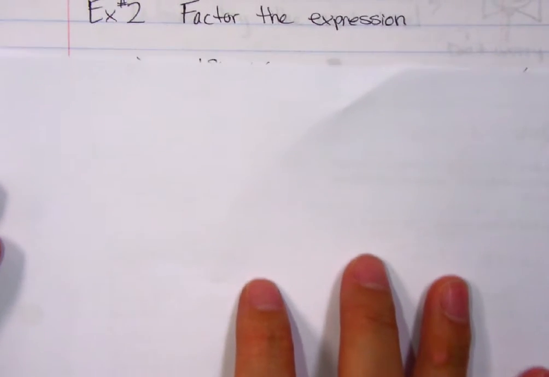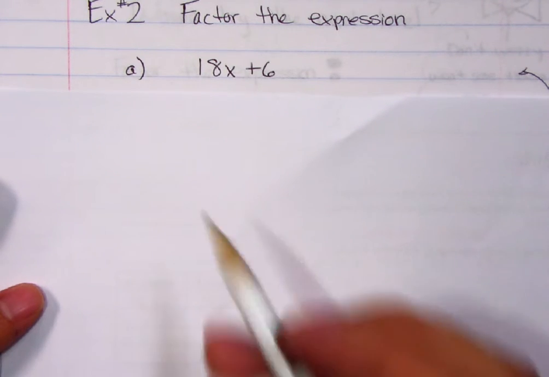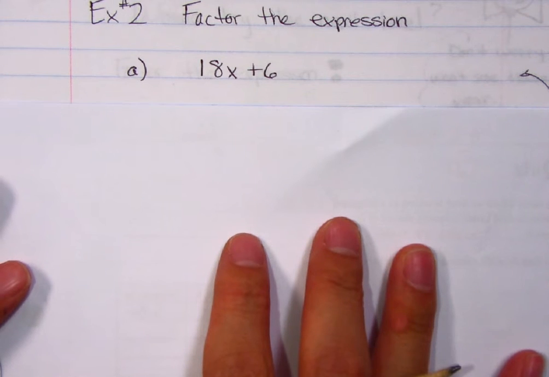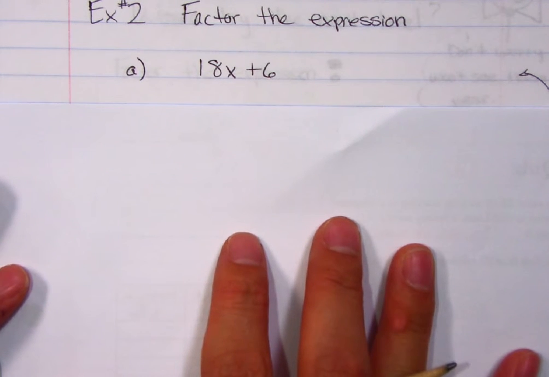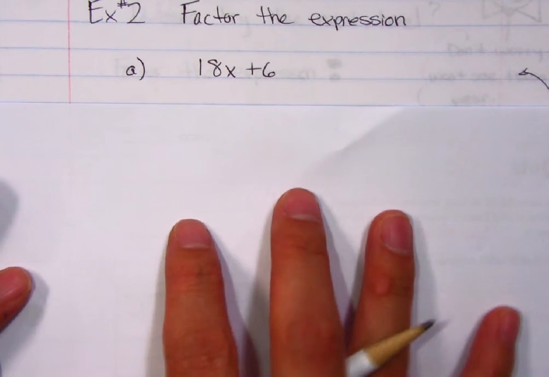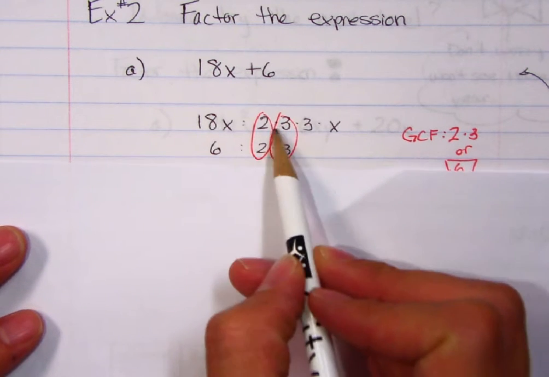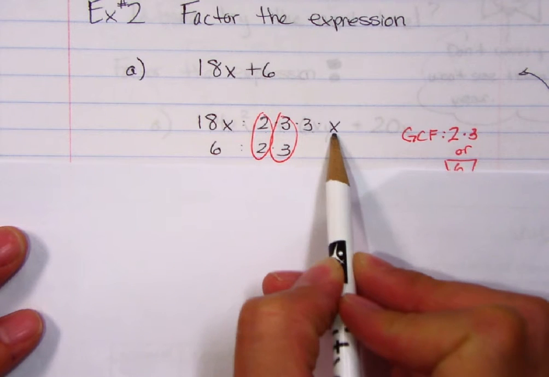Let's factor this expression, all right? So go ahead and try this one out, and if not, you can then come back, pause the video, come back and see what you get as the answer. So watch how I did this here. 18x, that's 2 times 3 times 3 times x.